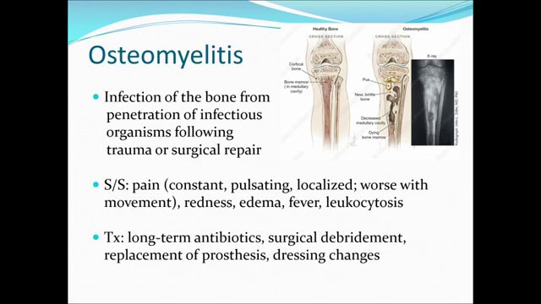Signs and symptoms include pain. It's usually a constant pulsating pain that's worse with movement, but it's very localized. Redness, edema, fever, leukocytosis, so an increased white blood cell count with an increased neutrophil. Treatment is typically long-term antibiotics, long-term IV antibiotics, surgical debridement.